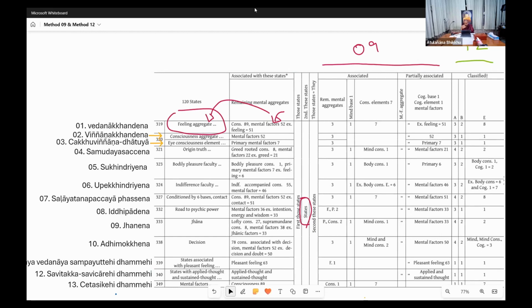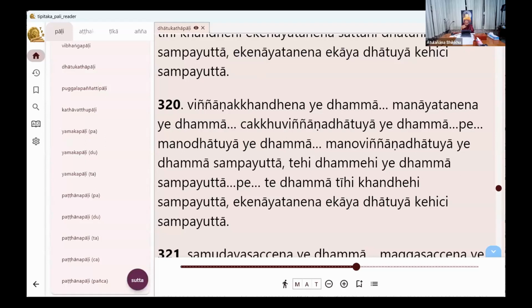Right, so we quickly go through the Pali. We see here, Vijnana Khandena Ye Dhamma Sampayutta. So it's Tehi Dhammehi Ye Dhamma Sampayutta, Te Dhamma Tihi Khandehi Sampayutta. And it says Ekena Ayatanena Ekaya Dhatuya Kehichi Sampayutta. It is partially associated with one aggregate, one base and one element.